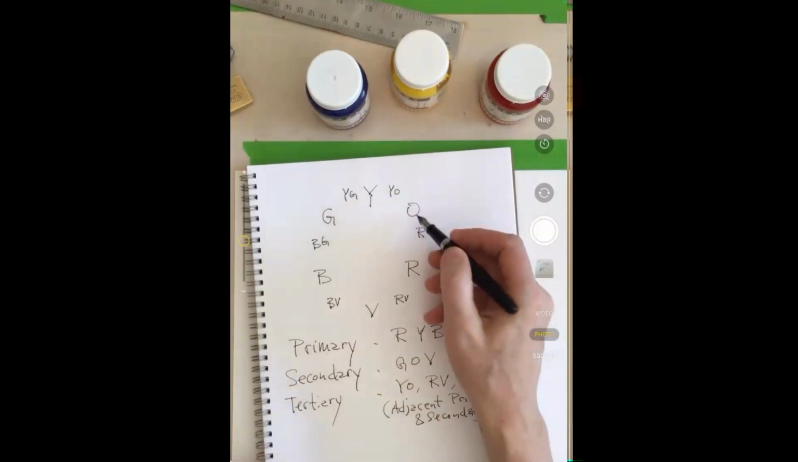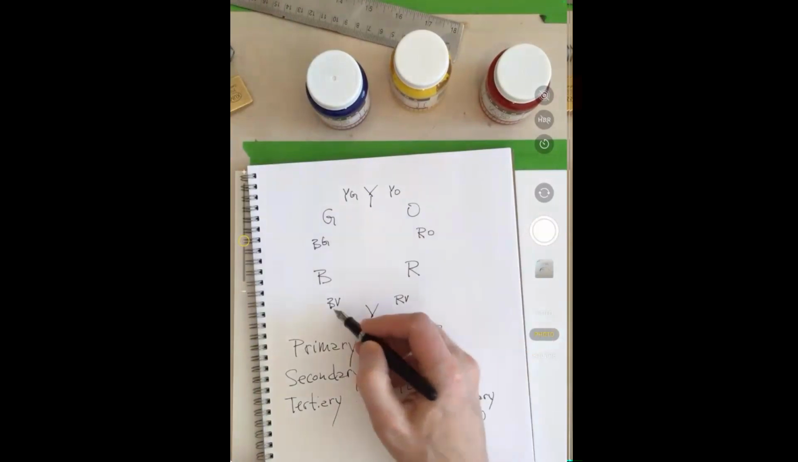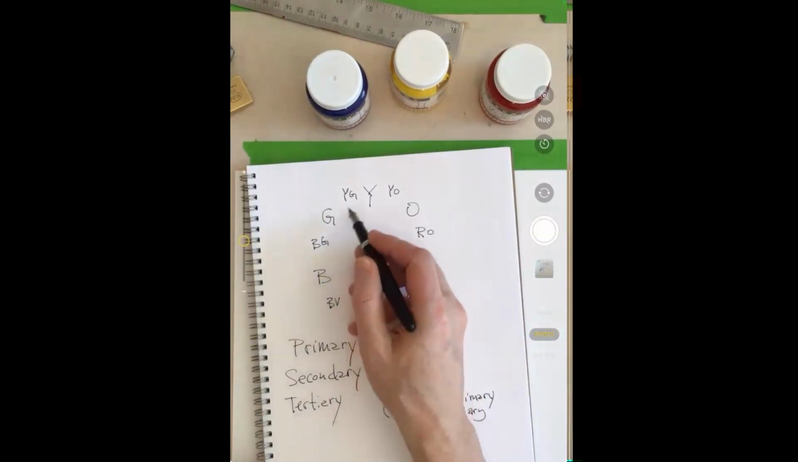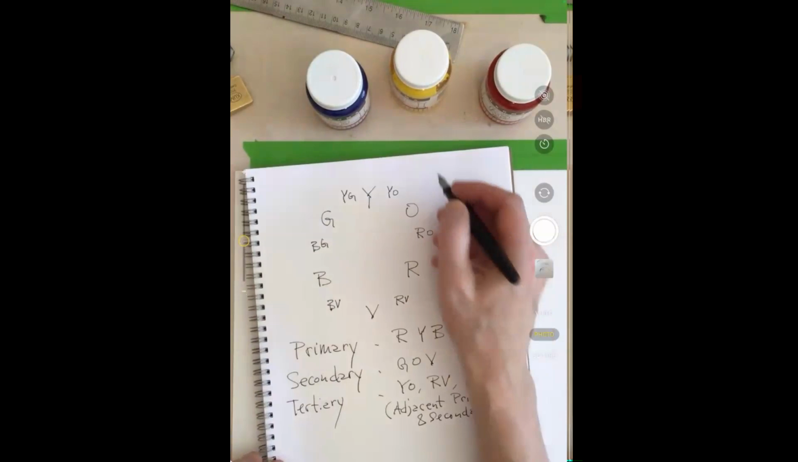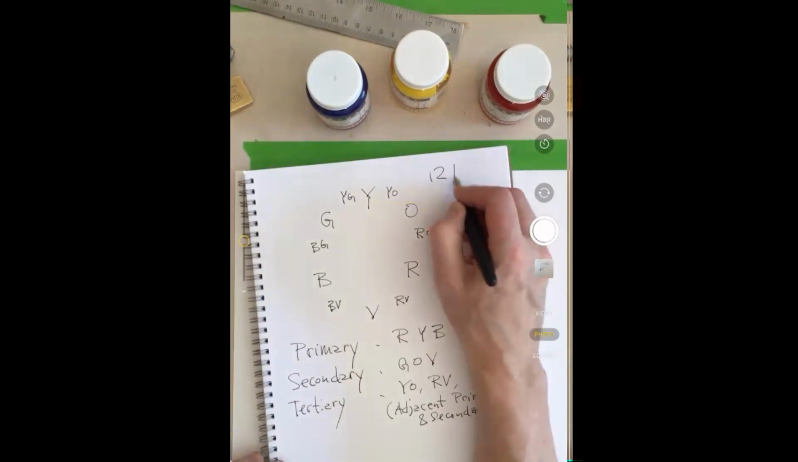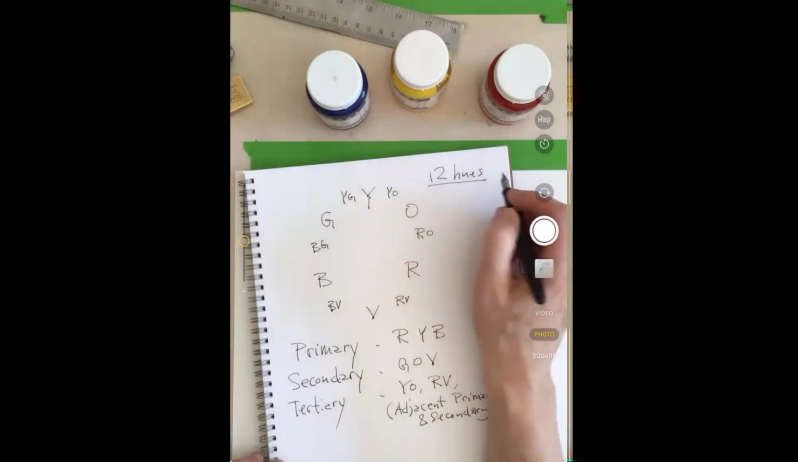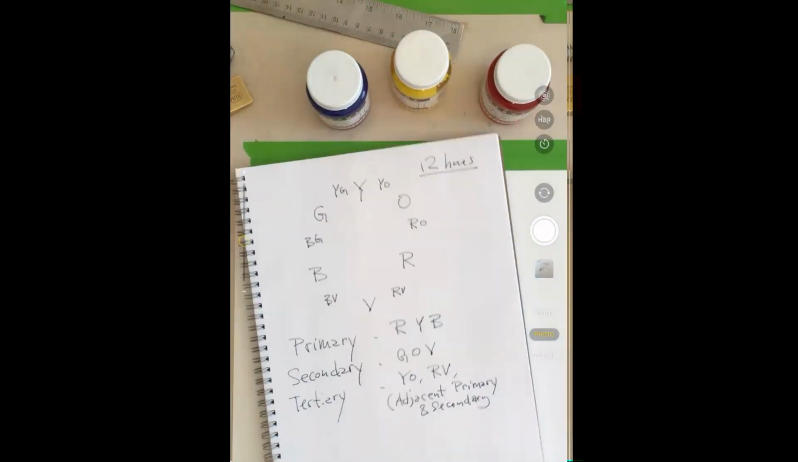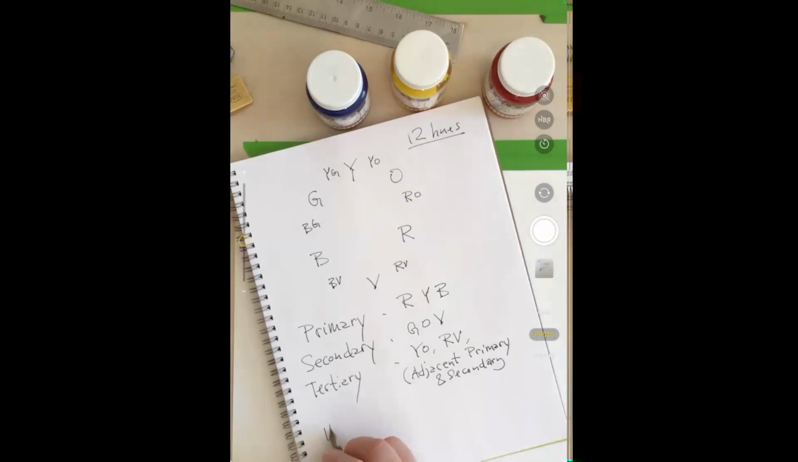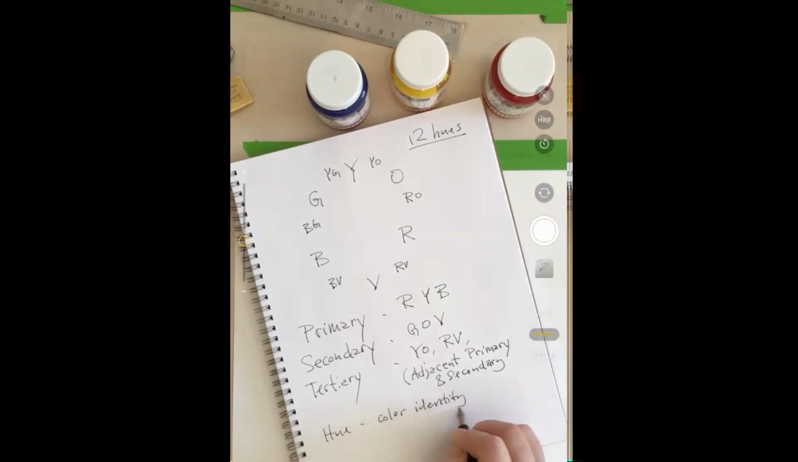Yellow, orange, red, violet, blue, green, yellow-green. Those are the 12 hues that you'll create for your color wheel. Okay, now I mentioned this. Hue is the color identity.